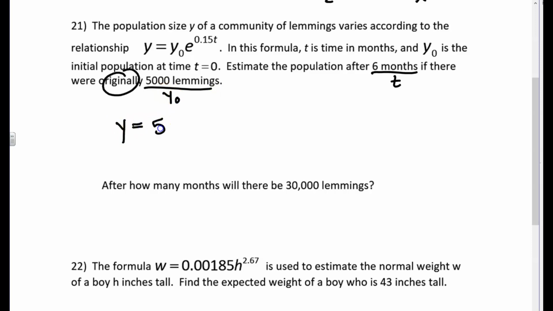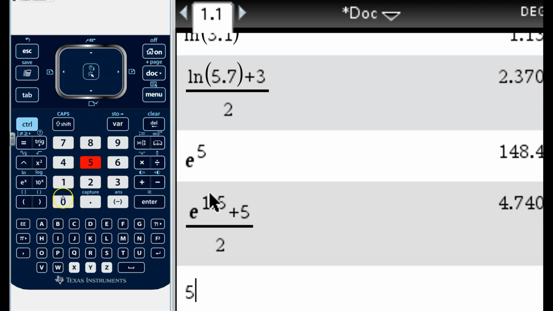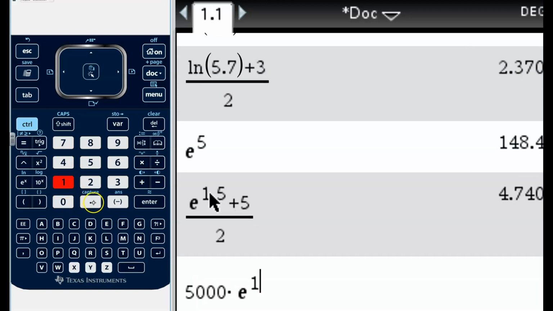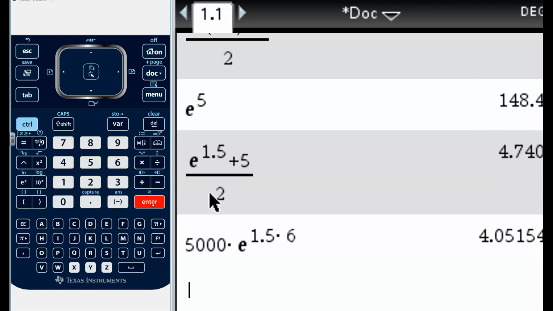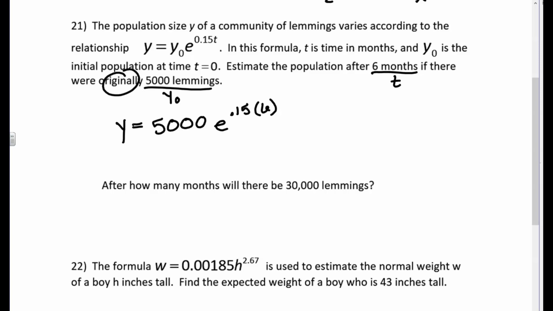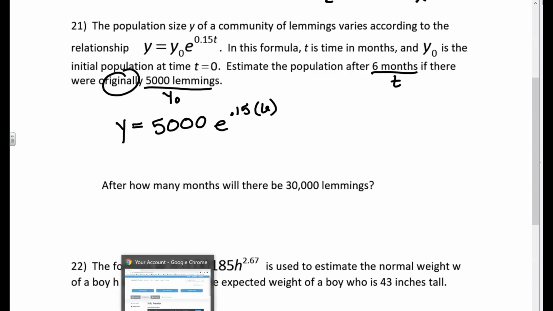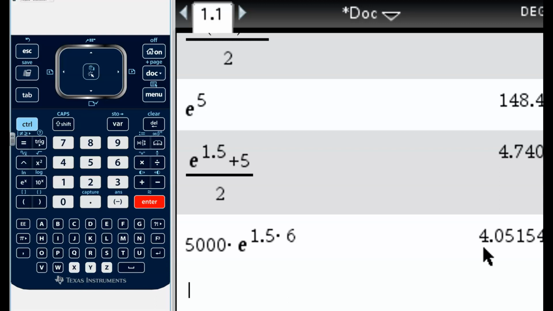Y equals 5,000 e to the 0.15 times 6. We just plug that in. Come over here, 5,000 times e to the 0.15, still in the exponent, times 6. And we get, oh, there is an E7, meaning that it's actually, did I do this right? Give me a hot second, guys. Yes, I did do it right. Okay. We get such a large number that it's gone into scientific notation on my calculator.